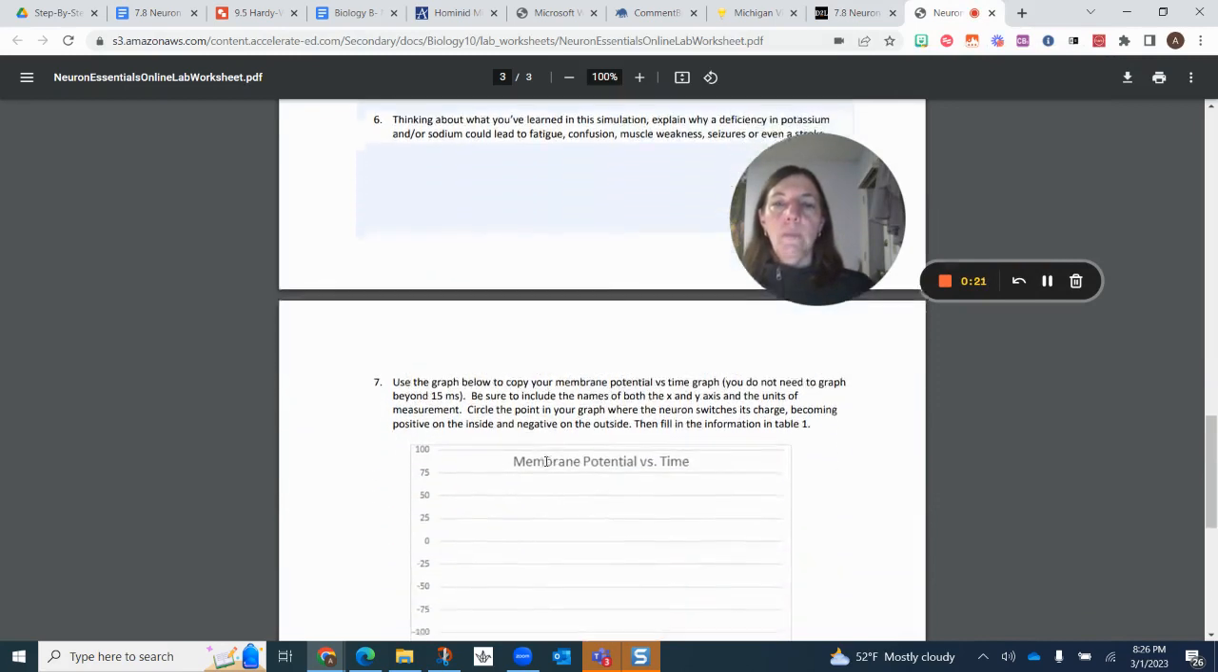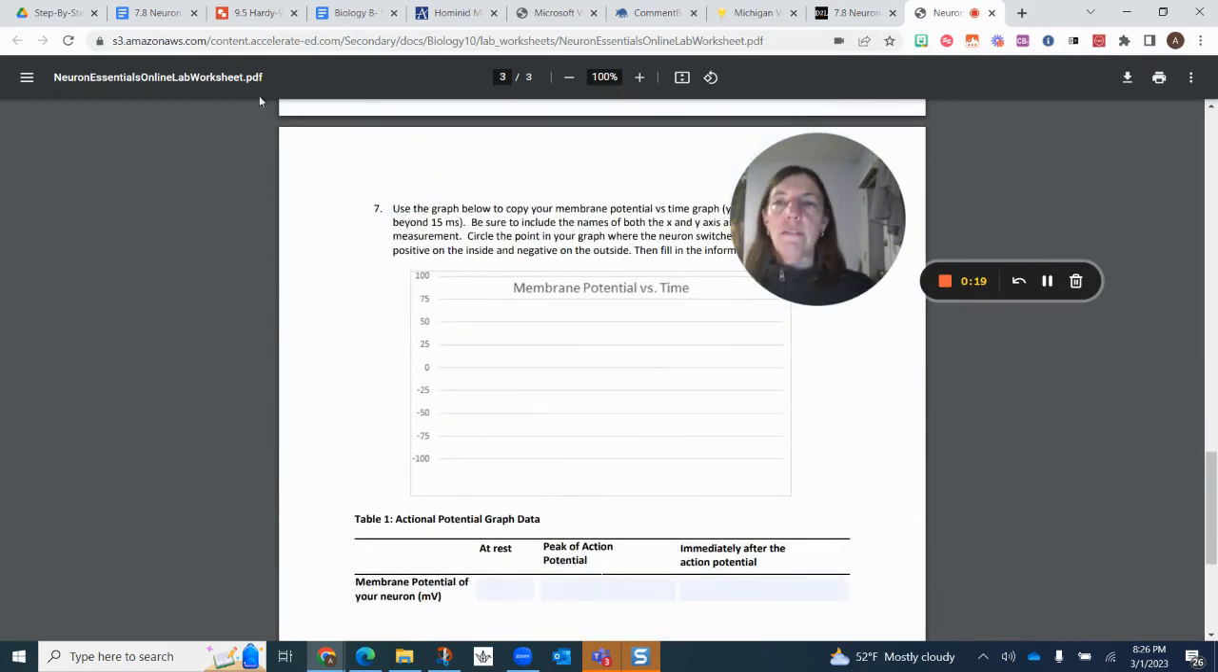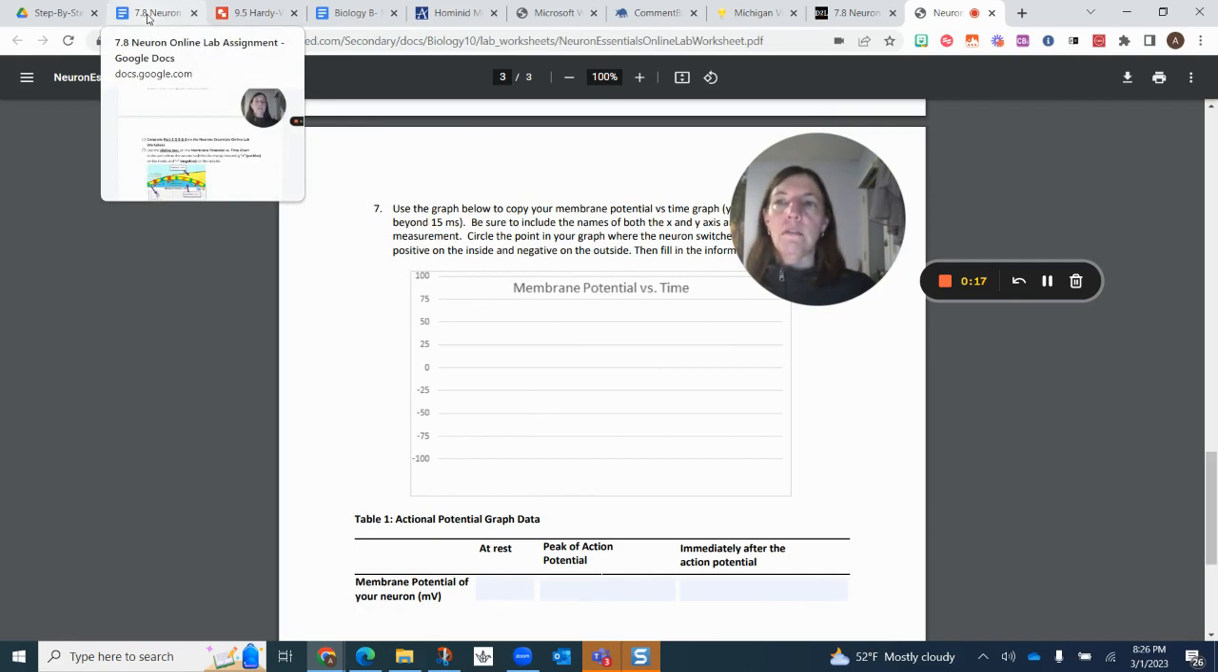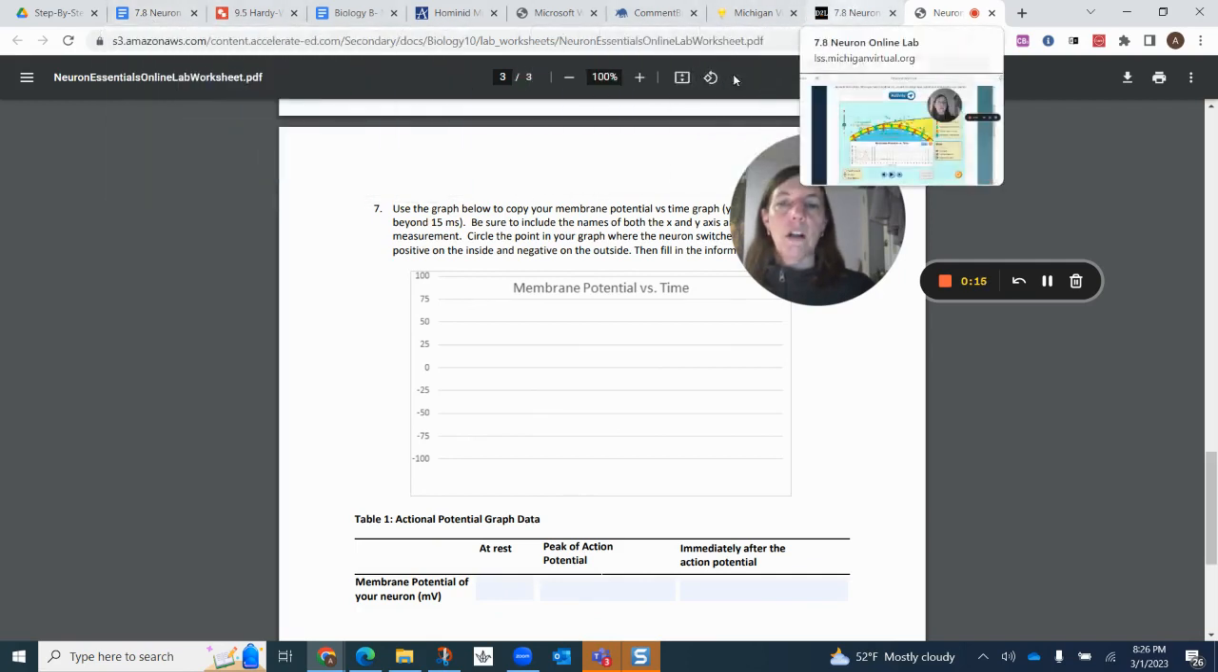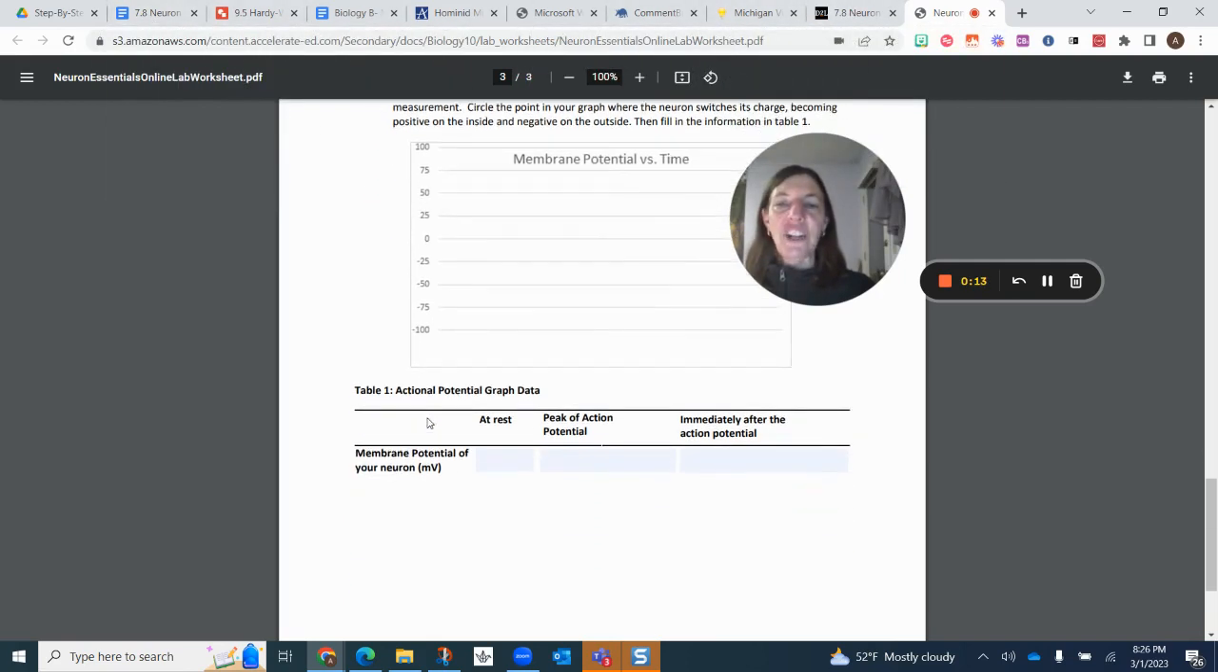And then you're going to do question number 7, which is using the graph that we just talked about. And then the last thing you're going to do is take 3 points on that graph, and you're recording the membrane potential at rest, at peak, and immediately after. And that is how you do it.